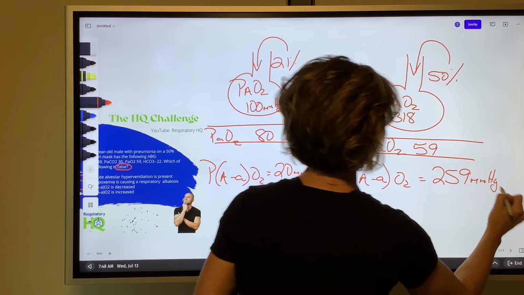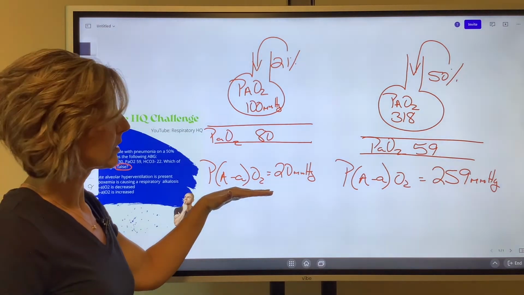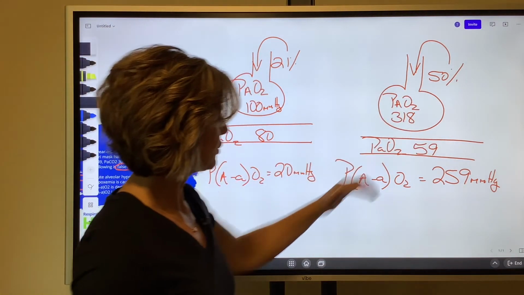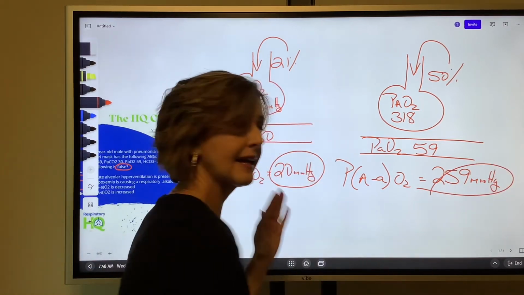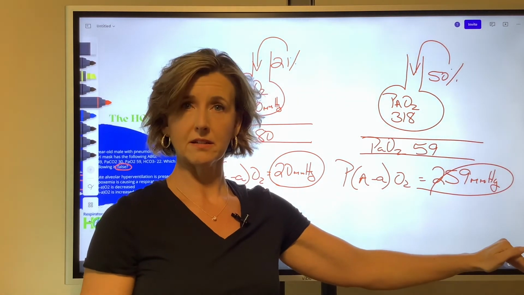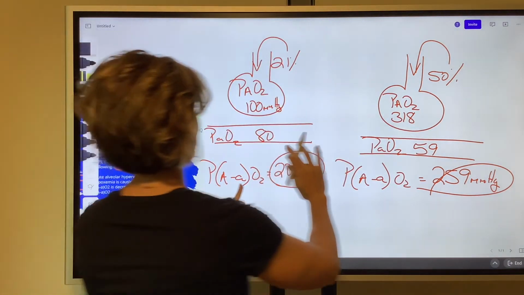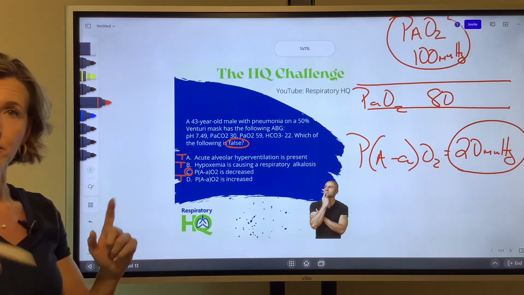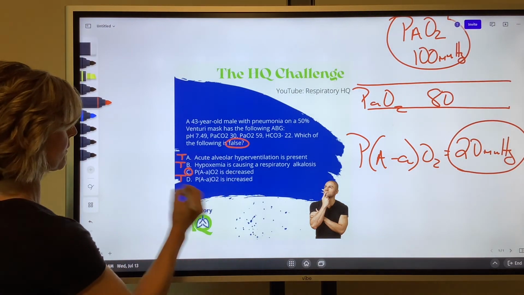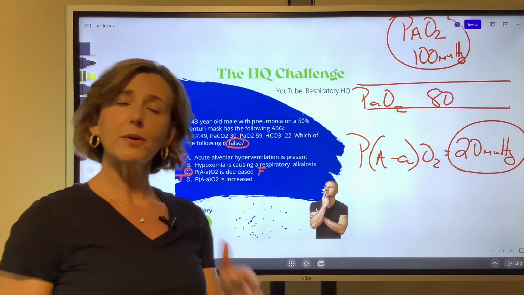259. All right, so if you're comparing this to what normal is on room air, when we add oxygen, do you see how this mathematical difference has increased? Okay, so this person's A-a difference is increased, which is why D is a true statement. Remember, we're coming back up and we're looking for the false statement. That's your false statement. So I hope this has helped.